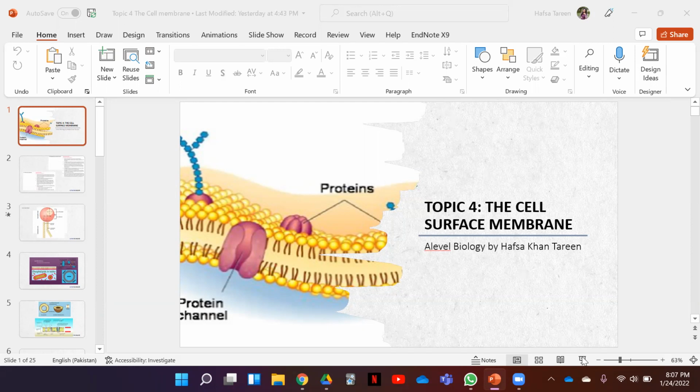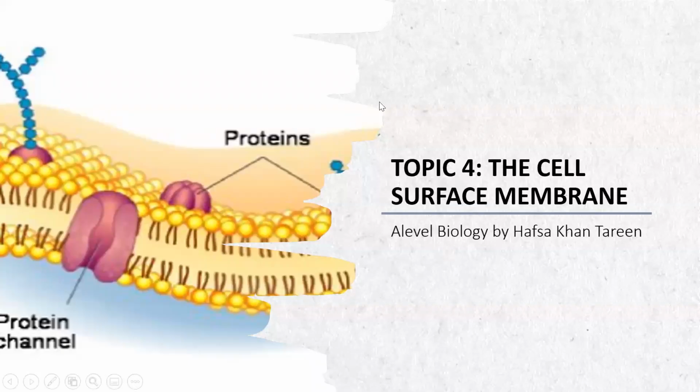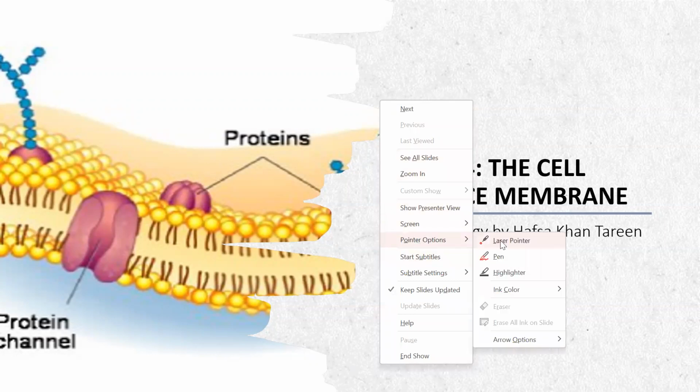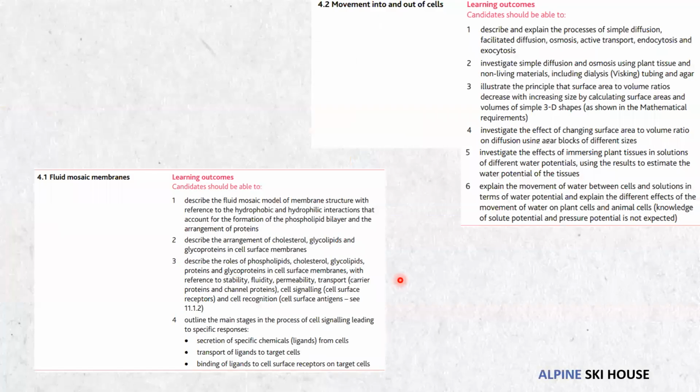So let's see, this is going to be an active recall. So let's see how much you understand it. Okay. So we have two important learning outcomes from this. The first ones are generally about the fluid mosaic models. What are the fluid mosaic models? Why are they called the fluid mosaic models? Everything related to their stability, fluidity, permeability, transport, cell signaling. And then what is this cell signaling specifically? How does this come about? What methods of cell signaling do we have?